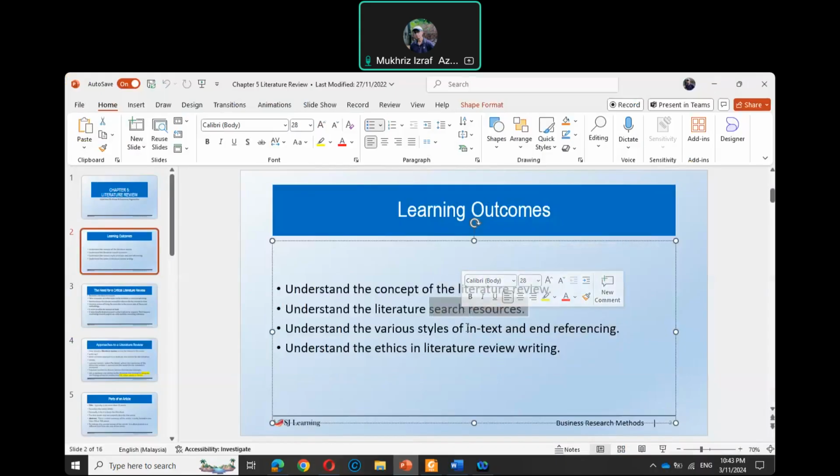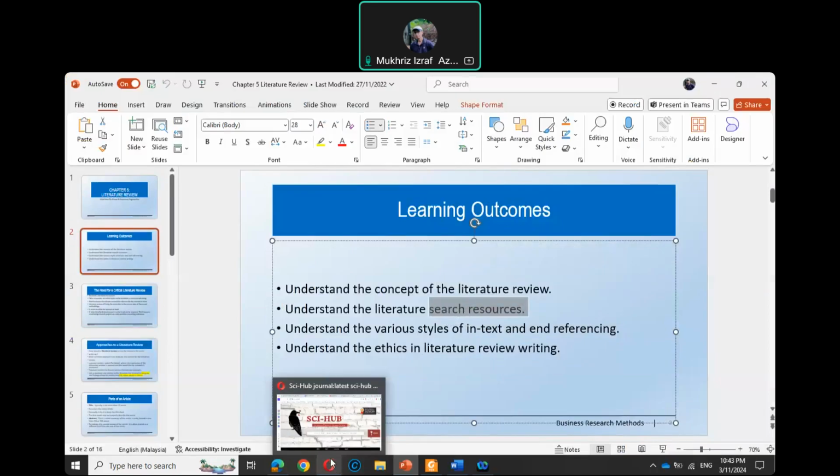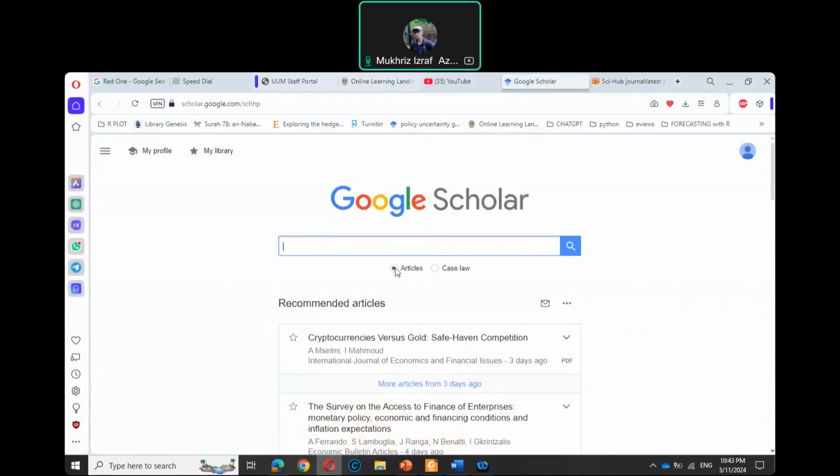Of course, now with the help of AI, ChatGPT and the rest, you can use AI also to find journal articles. Of course, the main source of finding journal articles will be from Google Scholar. So this is the traditional way of finding articles. Manually you search by keyword, and from one article you can find more articles one after another.